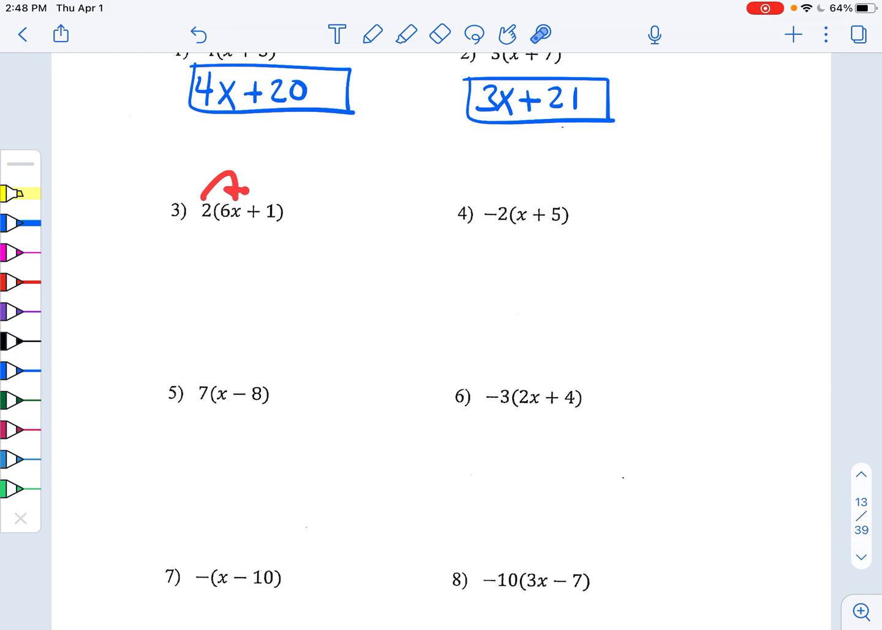On number 3, 2 is getting distributed. So you have to multiply 2 to everything inside the parentheses. So you have positive 2 times 6x, and you would have 2 times positive 1. So you would get 12x plus 2.